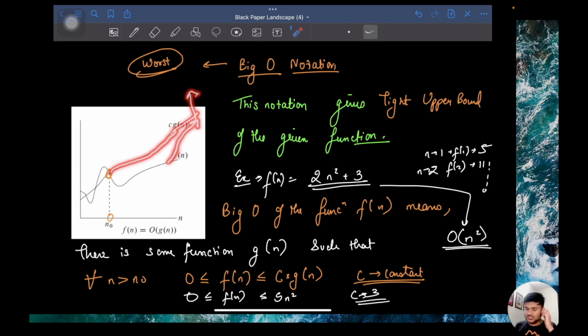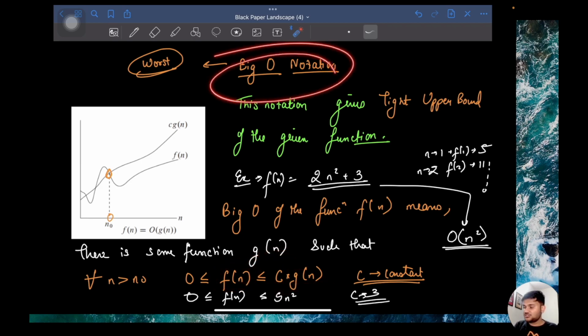Right? It can go equal to c g of n, but it cannot perform worse than g of n. That's what big O is. That my function f of n is not going to perform worse than g of n. The worst it can go is c g of n. Nothing more than that. That's what big O notation is.